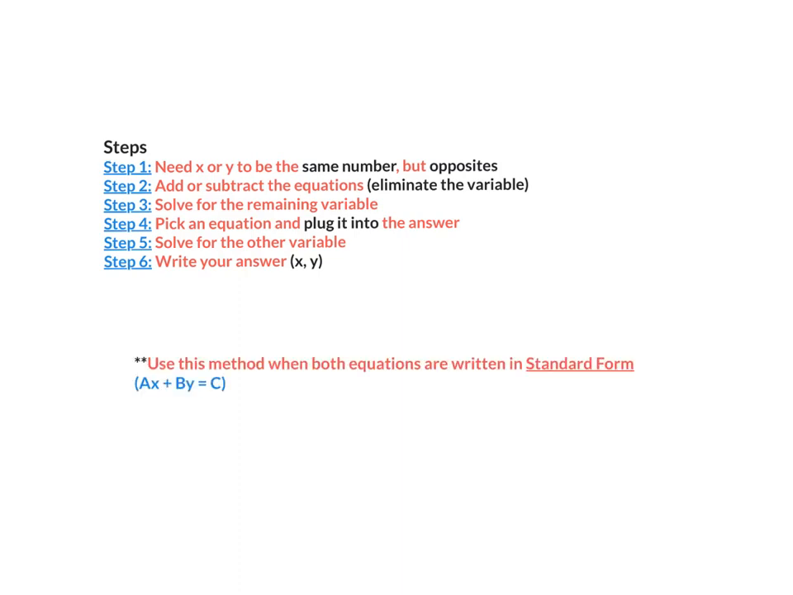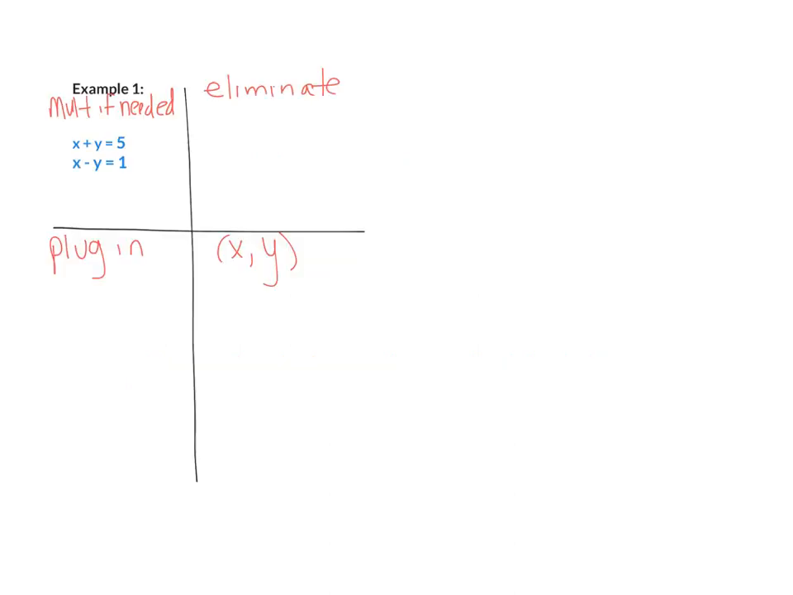Use this method when both equations are written in standard form: ax plus by equals c. Example number 1. I have x plus y equals 5 and x minus y equals 1. In step number 1, I'm going to multiply if needed. However, I do not need to multiply because I do have one variable, which is y, that is positive and the other one that is negative.